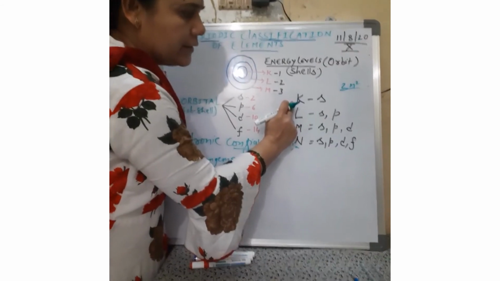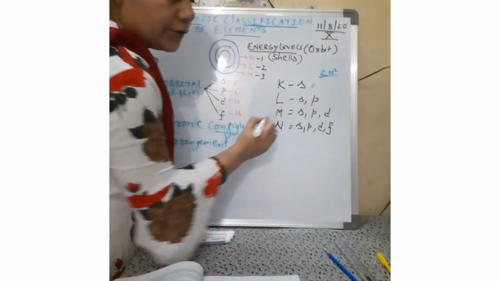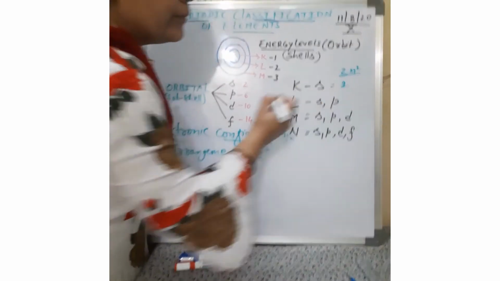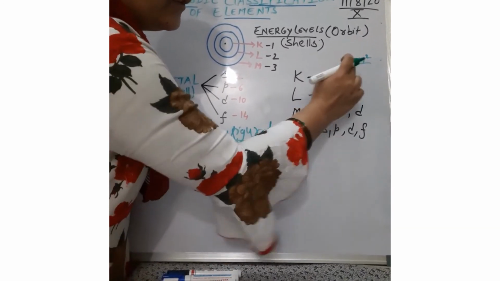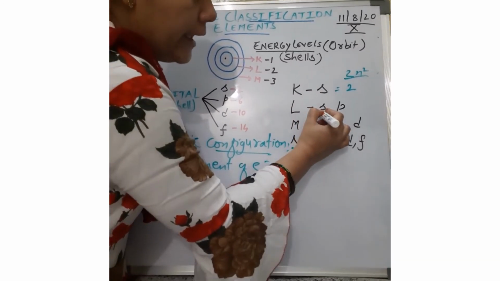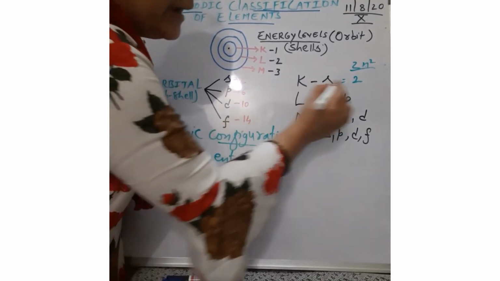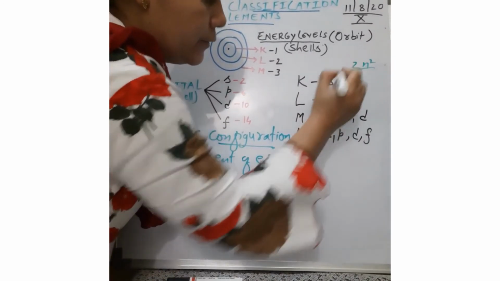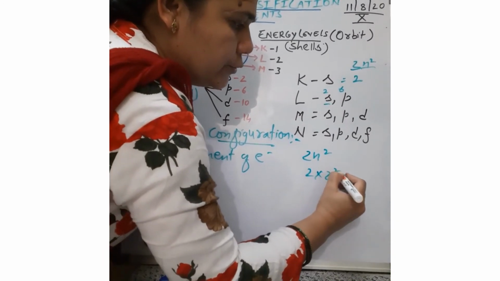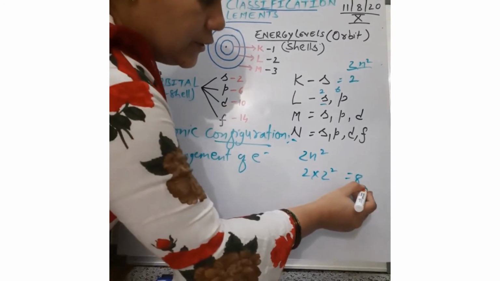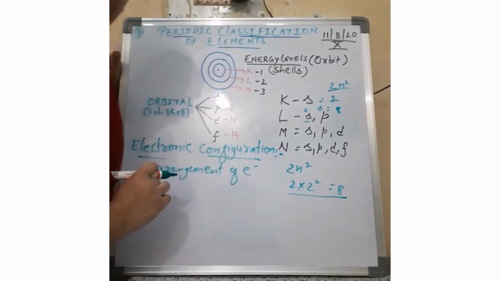Suppose K has the value 1. That means how many electrons will it accommodate? It will accommodate 2. Come over here to L. L value is how much? 2. So now S has a capacity of 2, P has a capacity of 6. And if I put it into this formula of 2n square, 2 into 2 square is equal to 8. The same value: 2 plus 6 is equal to 8.